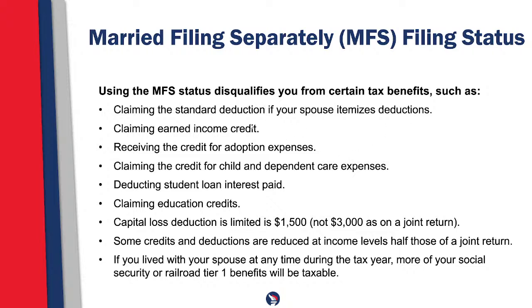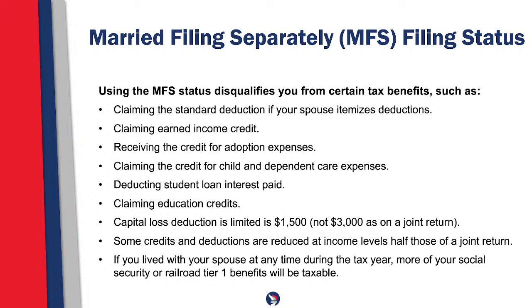Married filing separately disqualifies you from claiming earned income credit. It disqualifies you from receiving the credit for adoption expenses. It disqualifies you from claiming the credit for child and dependent care expenses. Disqualifies you from deducting student loan interest paid. Disqualifies you from claiming education credits. Limits your capital loss deduction in half.